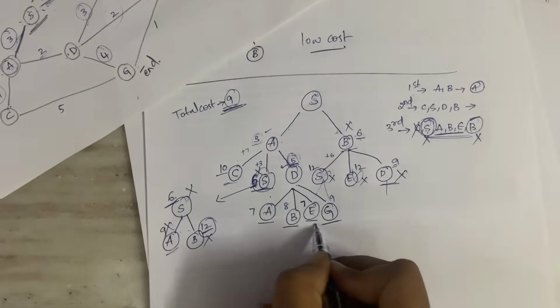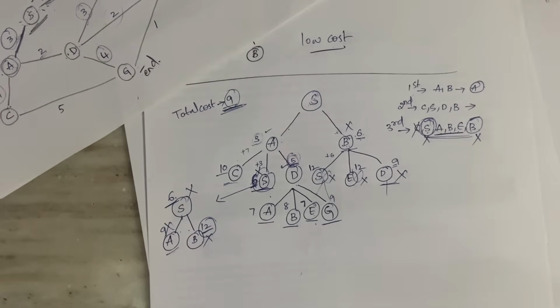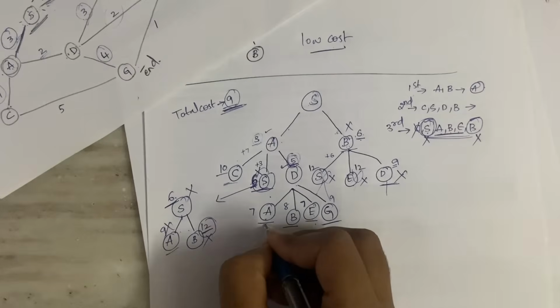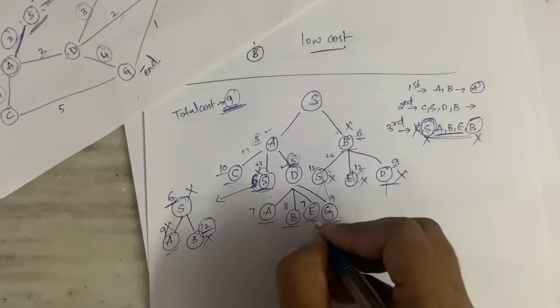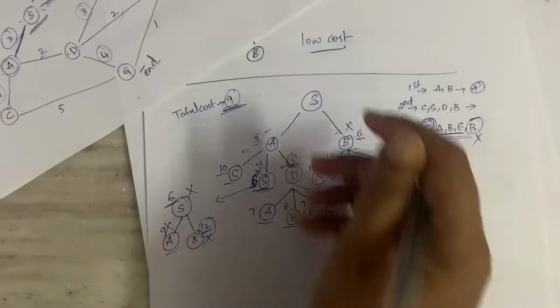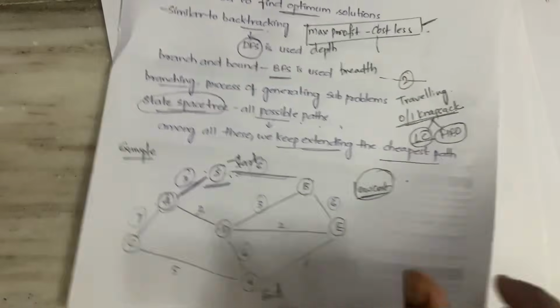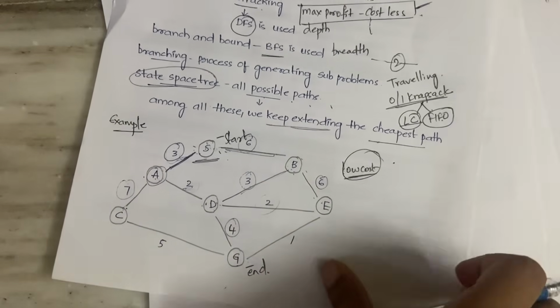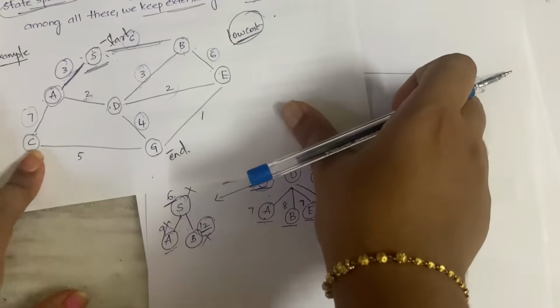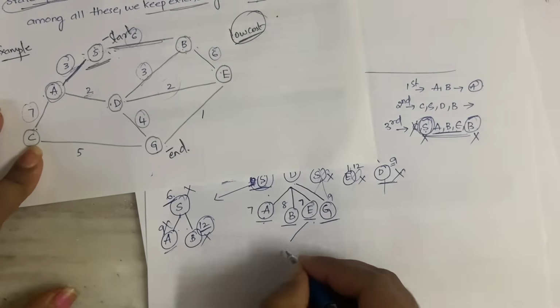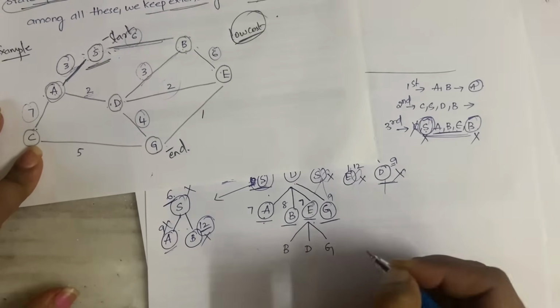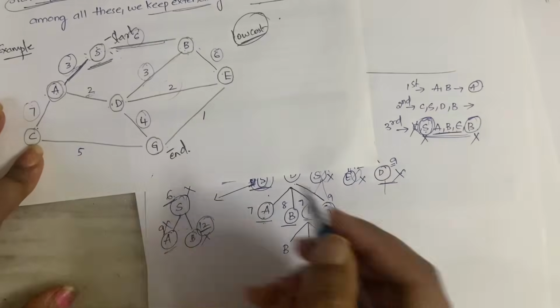Among A, B, E, which is having the minimum cost? A and E are having the minimum cost, right? You have to do either A or E first. Let's start with E. So from E, where can you go? From E you have a chance to go to B, D and G, right? So from E you can go to B, D and G.